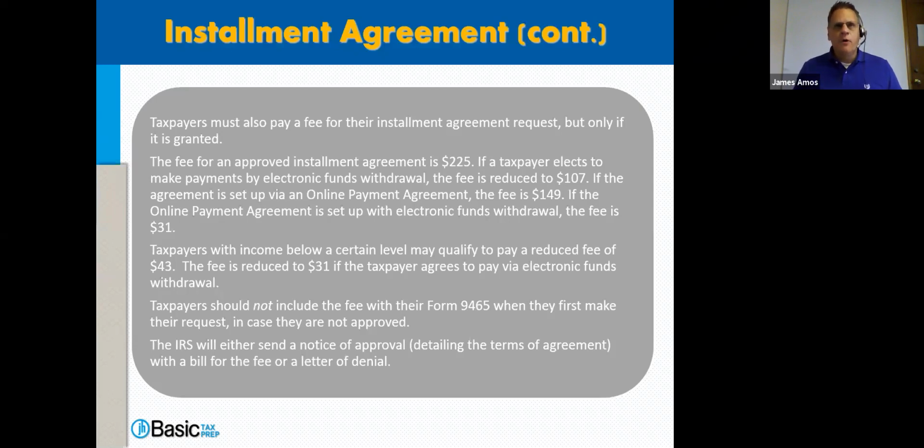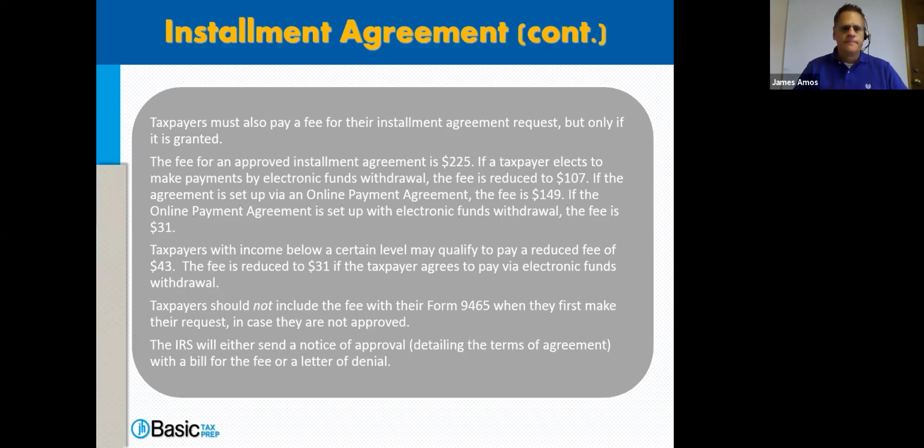Normally, if you meet the requirements, and most people do, you're going to be able to get approval pretty much automatically. If it's under a certain amount, I'm not going to get into the amounts because I don't think you need to memorize those to pass this test. If it's under a certain amount, you're going to be able to automatically get the request approved, and as long as you stay on the approved plan, you're going to be good.